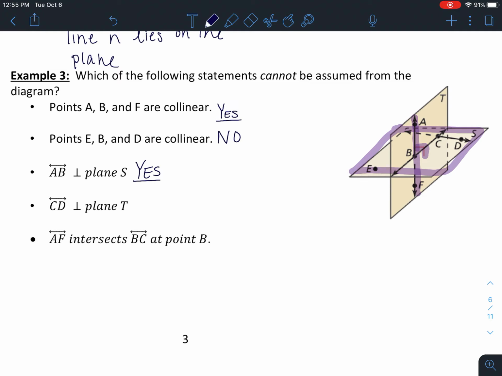Is CD, so let's erase that again. Is line CD, that's right here, perpendicular to plane T? And there's plane T. So because we know that CD is on plane S and plane T is perpendicular to plane S, then we could say that CD is perpendicular to plane T.